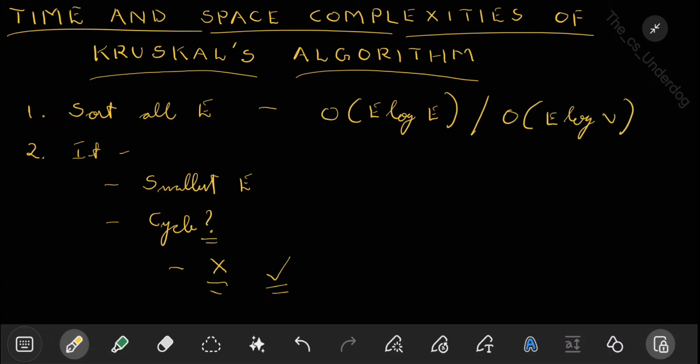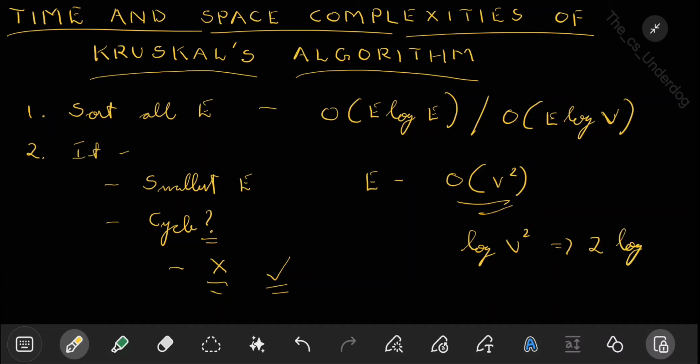Why is it so? Why is it that you can say either E log E or E log V when you are coming to time complexity? The reason is the number of edges in any graph in the worst case can be order of V square. If you are having V vertices for a graph, the number of edges can be in the worst case order of V square. When it comes to taking logarithm, log V square can also be written as 2 log V. So when it comes to time complexity analysis, log V and 2 log V are one and the same.